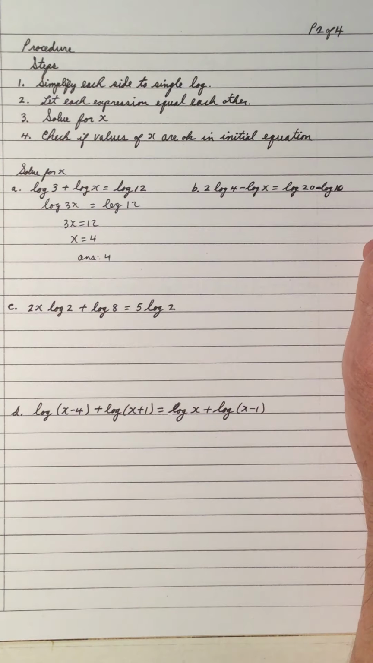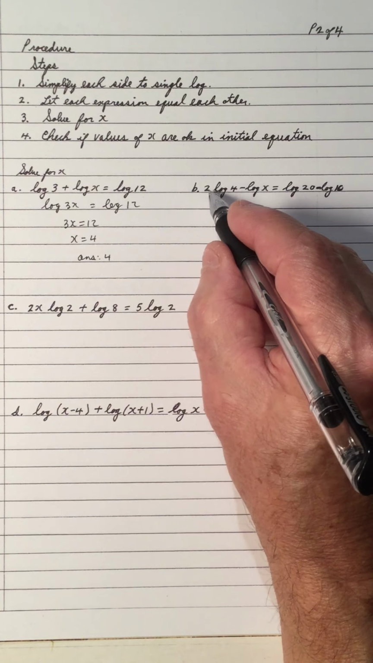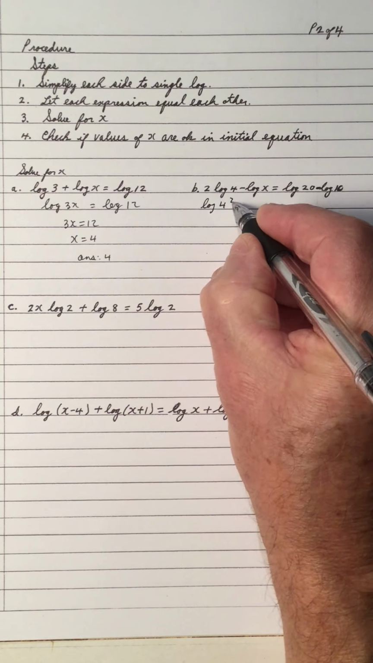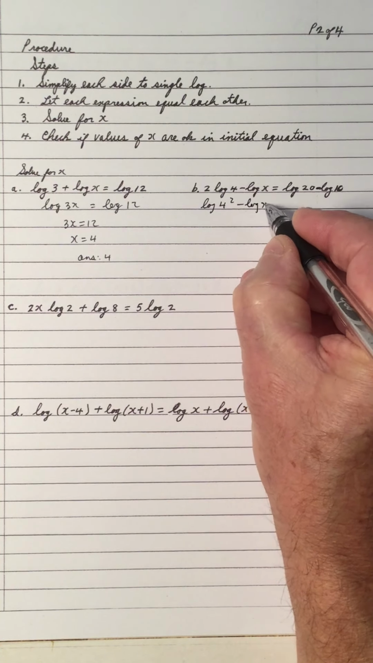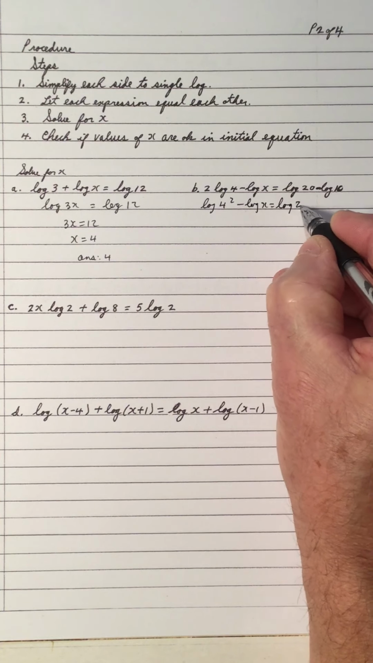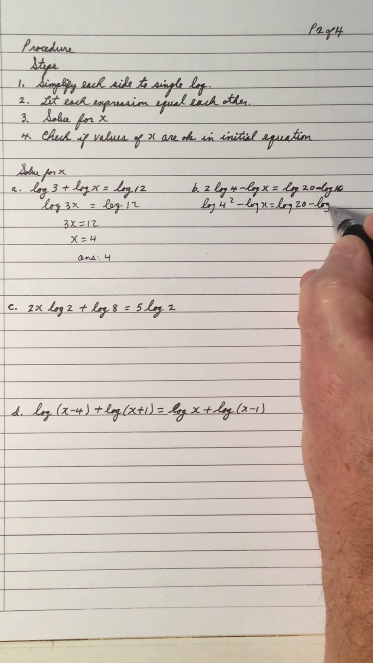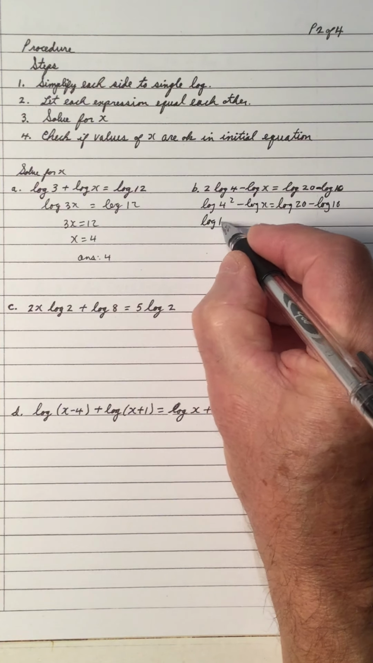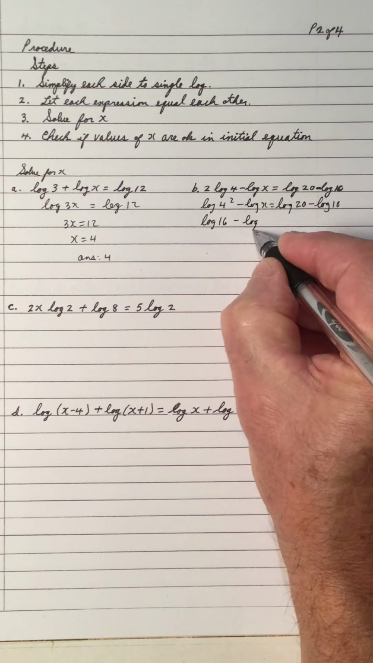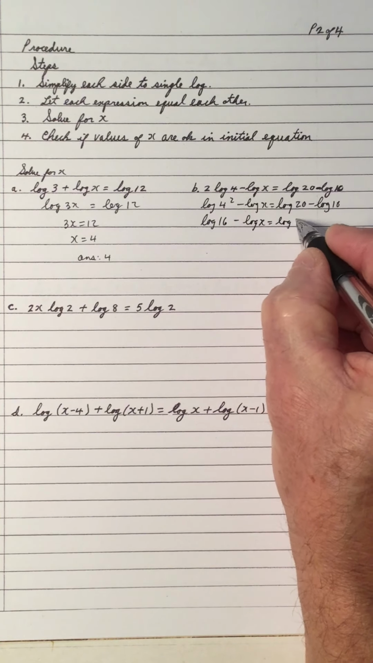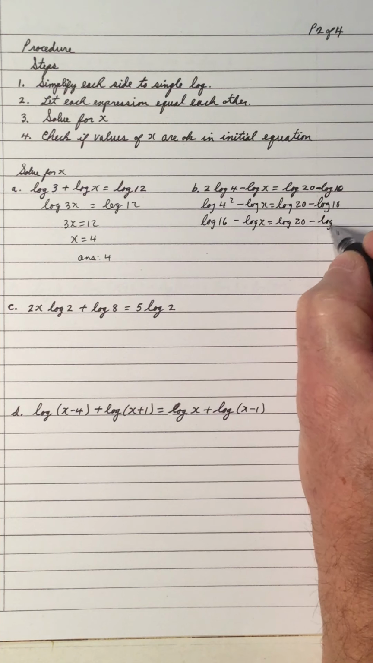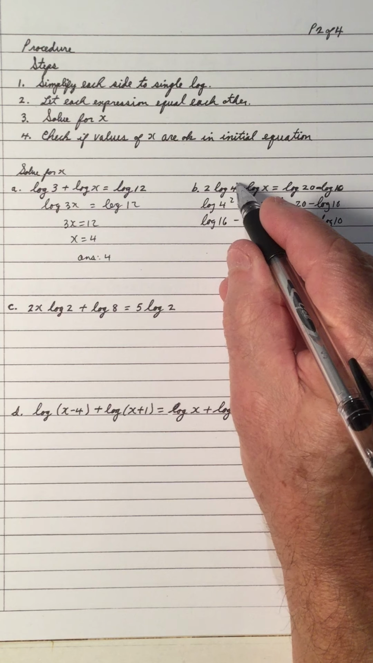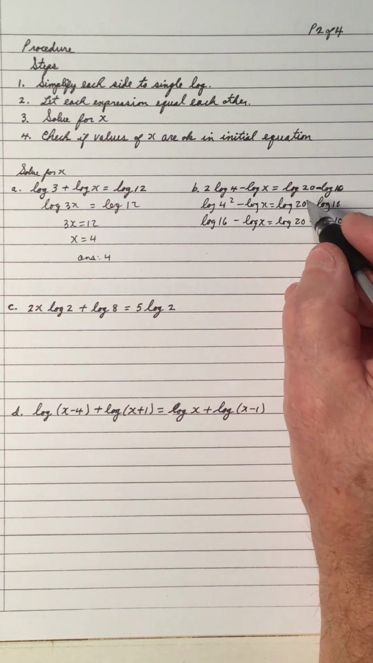In B, I have to use the power rule. Notice there's a 2 in front. So I do the log of 4 squared minus the log of x equals the log of 20 minus the log of 10. And so that's a 16. So I'll do the 16 first and rewrite the whole problem just to make sure you understand. I could have said this 4 squared is 16 and omitted this step.